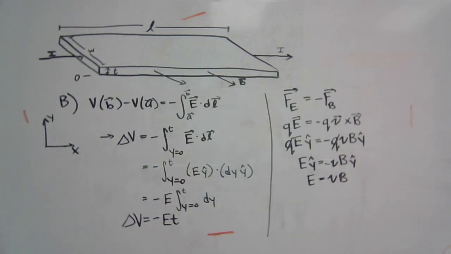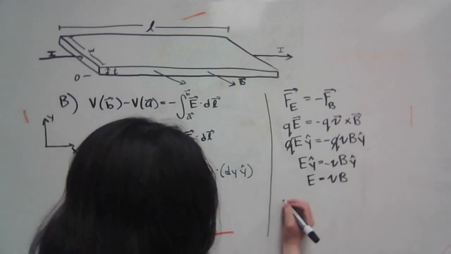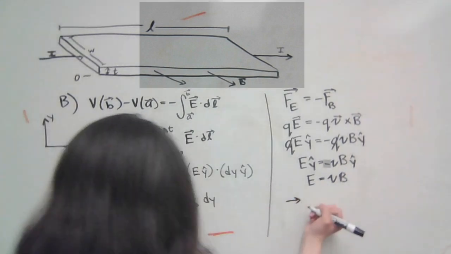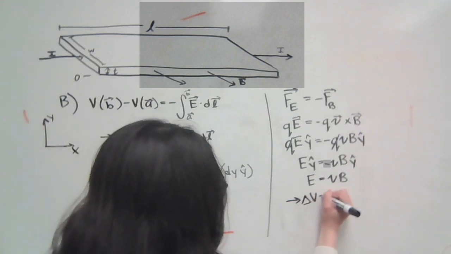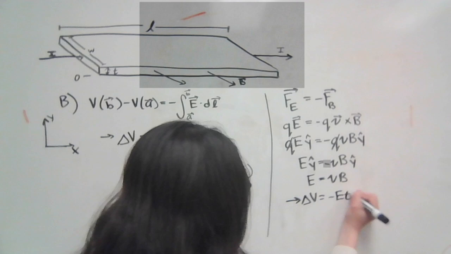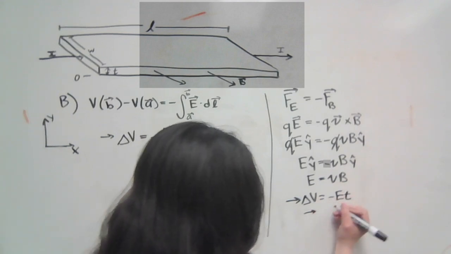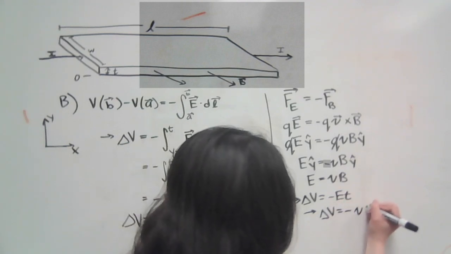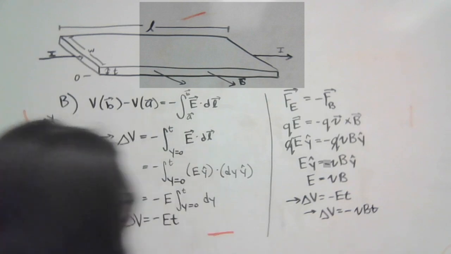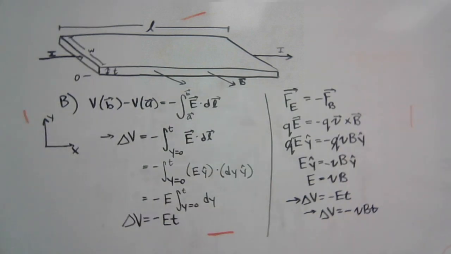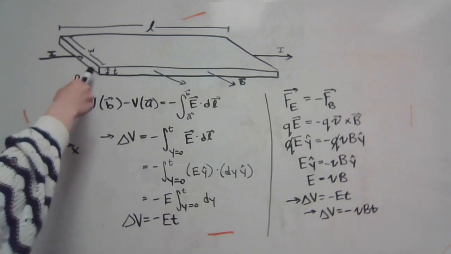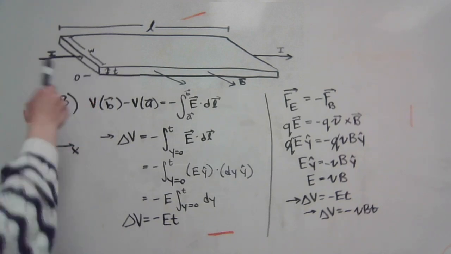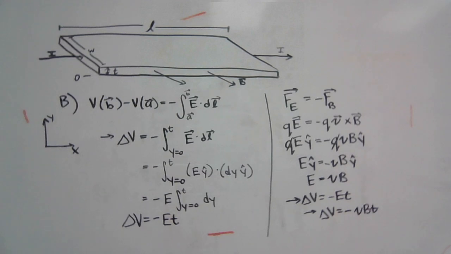Next, we can plug this into our equation for potential difference. So we had delta V equals negative E t. And when substituting this in, we get delta V equals negative vBt. So this tells us that as we're moving from 0, which is the bottom of the slab, to t, which is the top of the slab, our potential is decreasing.